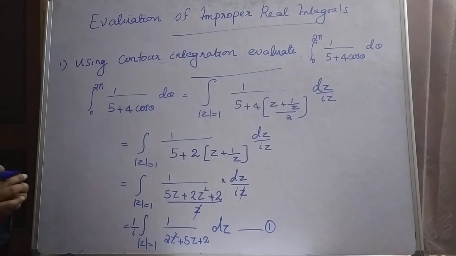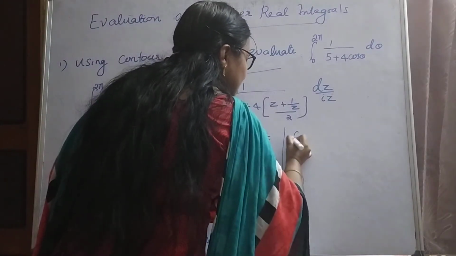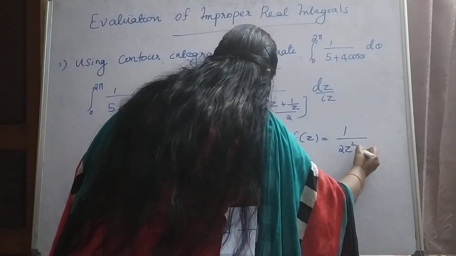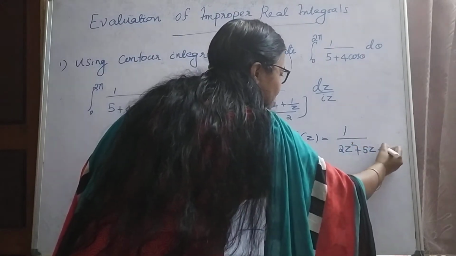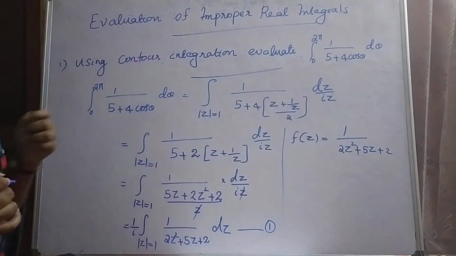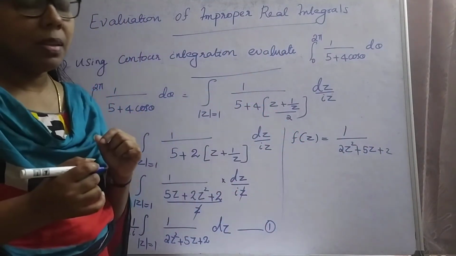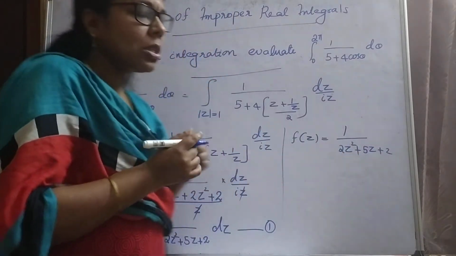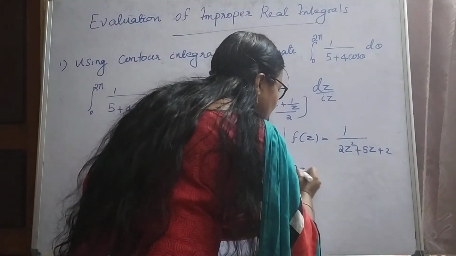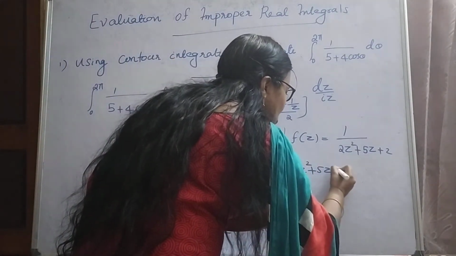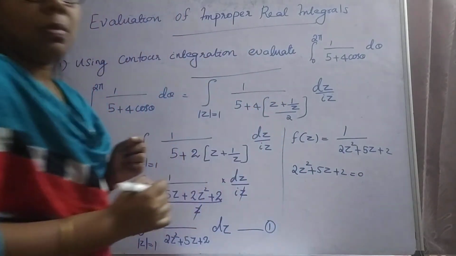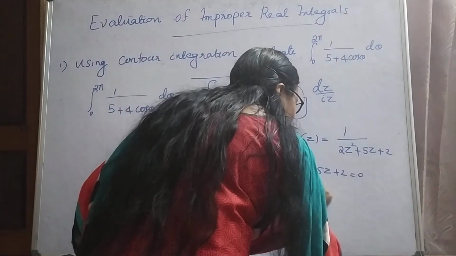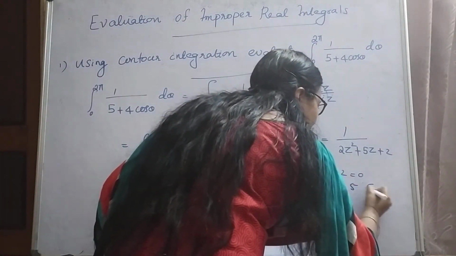Here what is our f of z? Our function f of z is 1 by 2z square plus 5z plus 2. Now we have to find the singular points. What are the singular points? Singular points are obtained by putting the denominator equal to 0. That is 2z square plus 5z plus 2 equal to 0, which is a quadratic equation. Here a equal to 2, b equal to 5, c equal to 2.